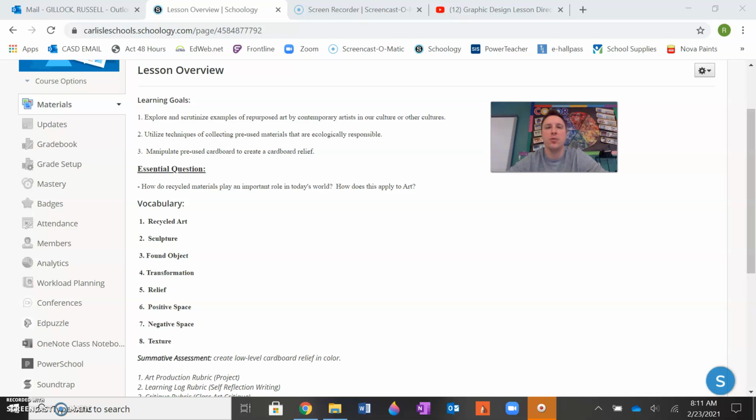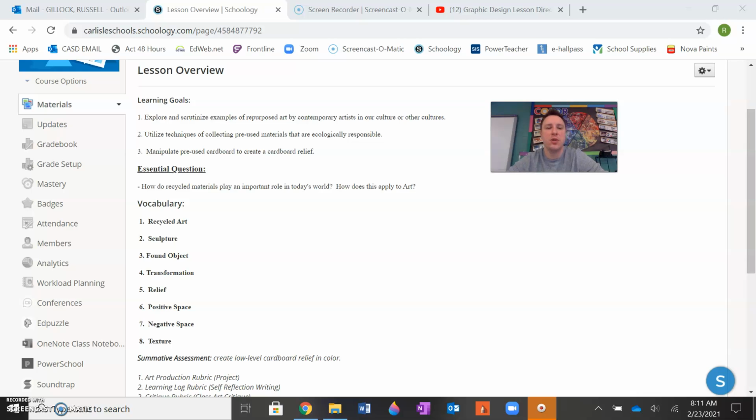You'll be creating a cardboard relief that is at least 3 layers high by measuring, cutting, and stacking different layers of cardboard. Your essential question is, how do recycled materials play an important role in today's world? And how does this apply to art? We'll be discussing that in the coming days.